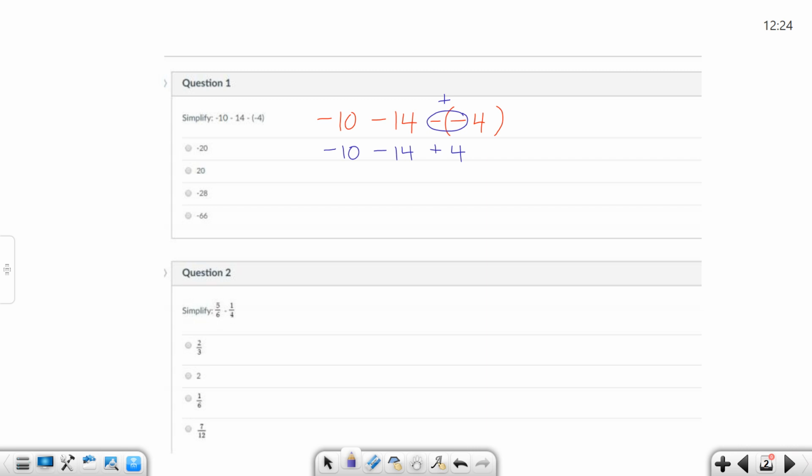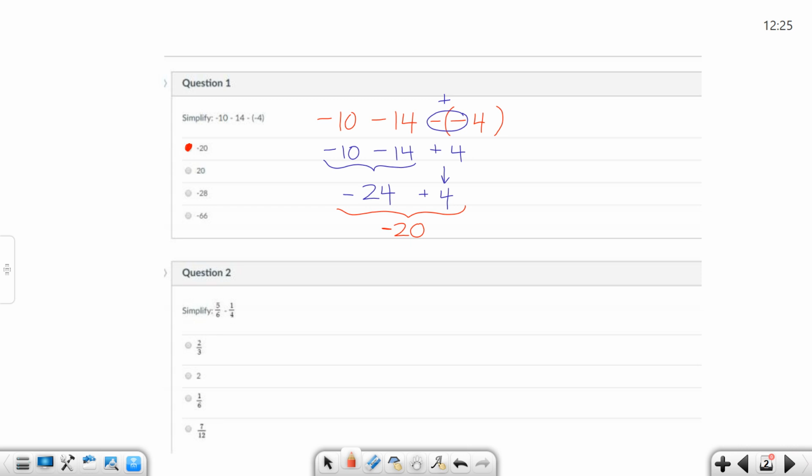Okay, now at this point we can group it some way, however you want. I'm just going to do mine in order. When I put these two together, they have the same sign, so I add and I keep the sign. Now, when I put these last two together, they have different signs. So different signs tell you to subtract and take the sign of the larger. So my answer should be negative 20.